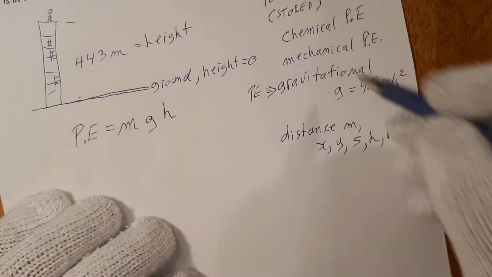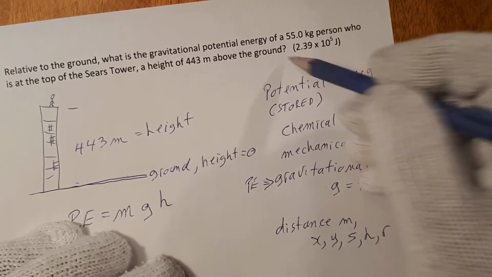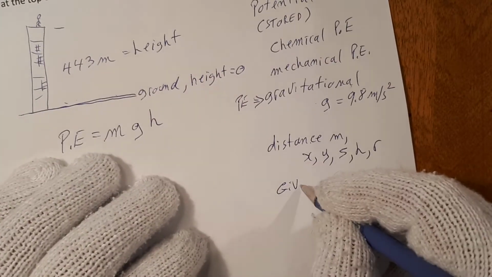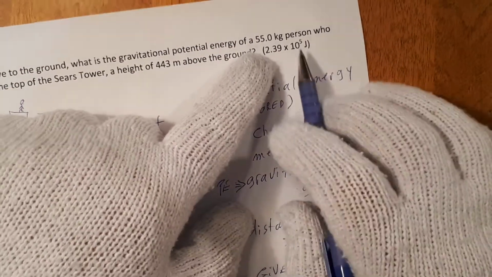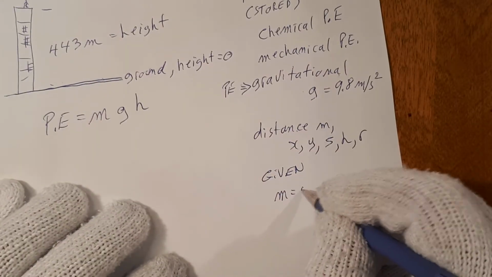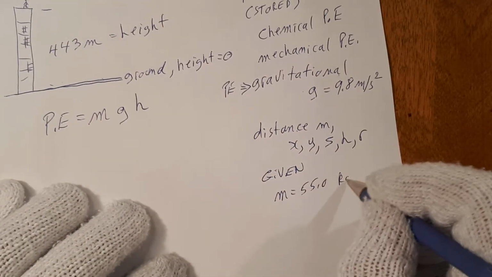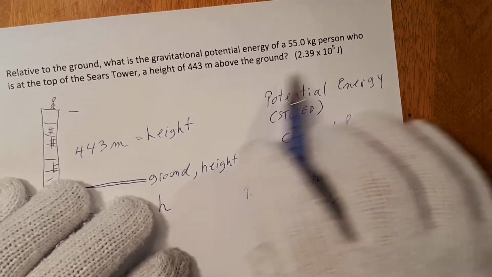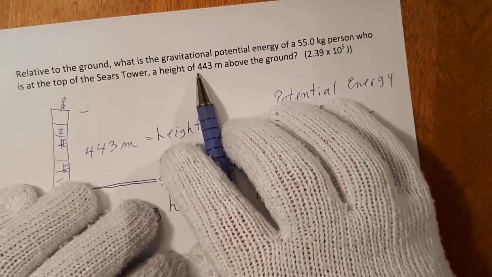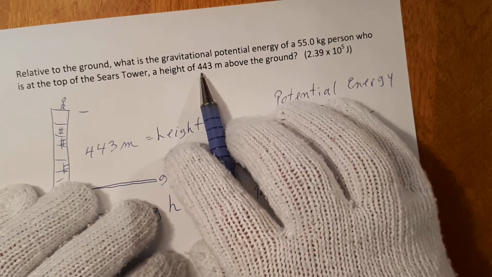Writing down now a list of what is given in the word problem. And write given. And we're given the mass. I know this is mass because of the unit kilogram. And we're given a distance in terms of height, 443 meters. I know that's a distance because of the unit of meters.